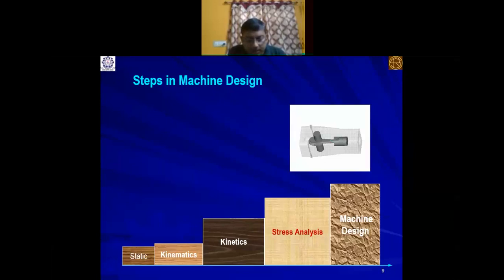Now once you apply the load, you find out the stresses at the different points. Stress is a point property, so at each point you know the stress value. If your stress value exceeds the permissible value for a particular material and a particular application, then you can say it is the failure condition. That particular point will fail.